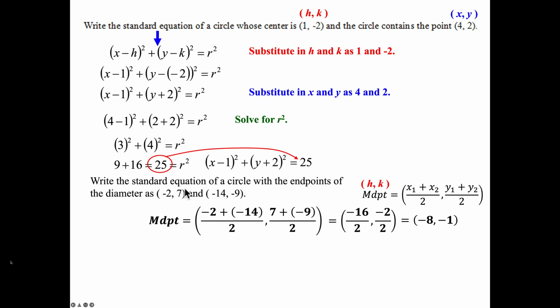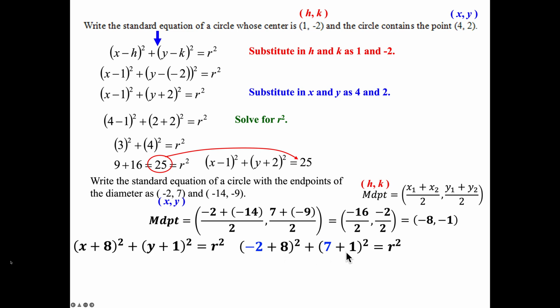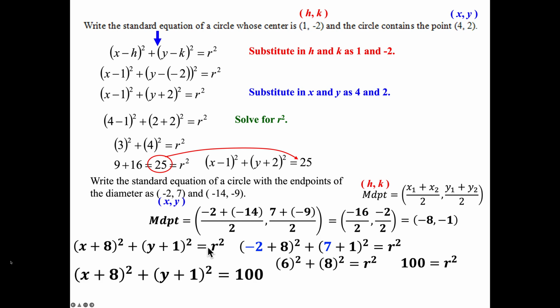And I have 2 points I could use. So I'm right back to this equation up here, or I should say this example up here. So I put in my 8 and my 1. Again, notice the sign change. Negative 8 to positive 8, negative 1 to positive 1. Put in negative 2 and 7 for x and y. That's going to be 6 squared. This is going to be 8 squared. 36 plus 64 is 100. So take that 100, put it in for this r squared right here. There's the equation of your circle. So make sure you understand how to work that. You'll see something like this on the test.